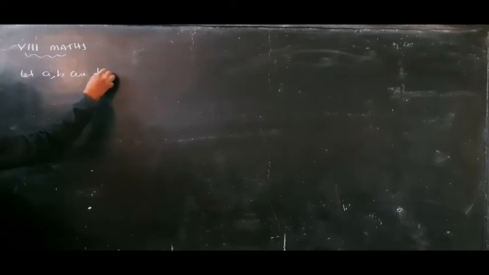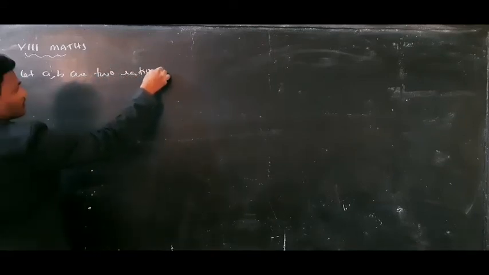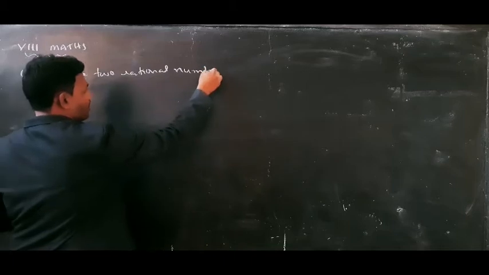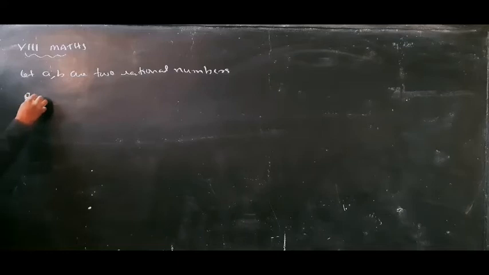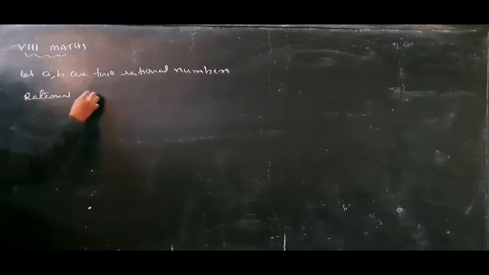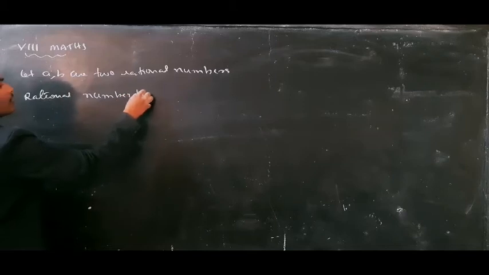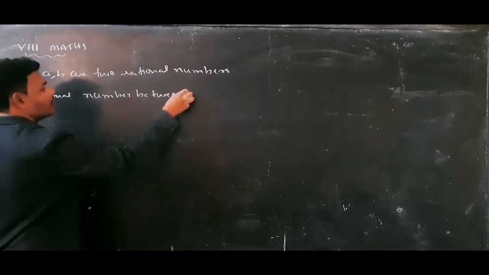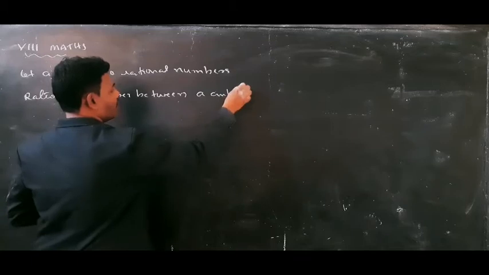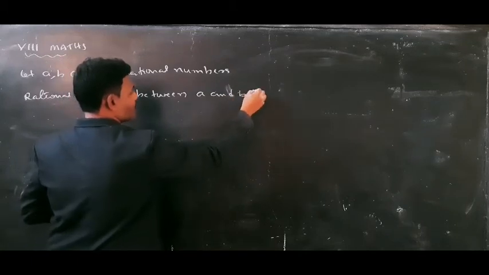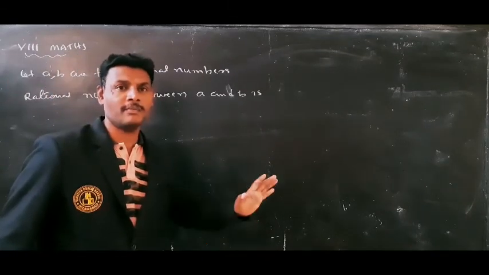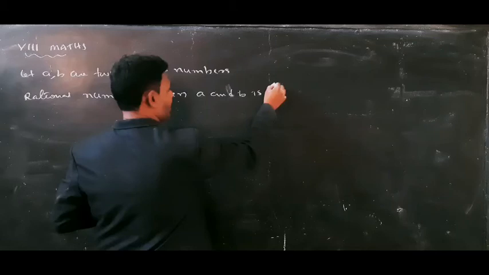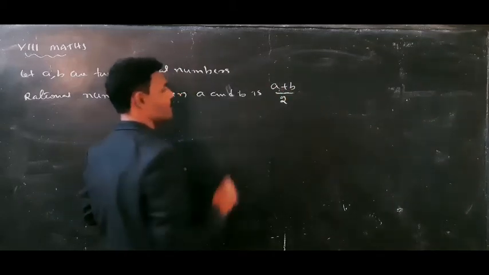Let A, B be two rational numbers. Then a rational number between A and B is (A plus B) by 2.